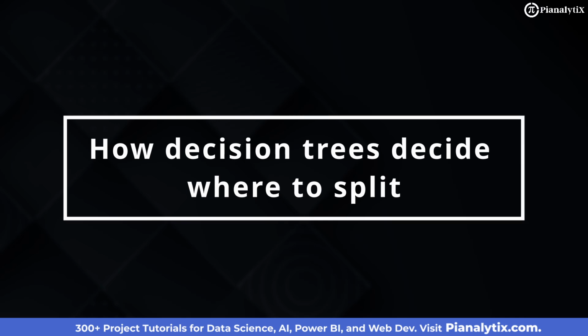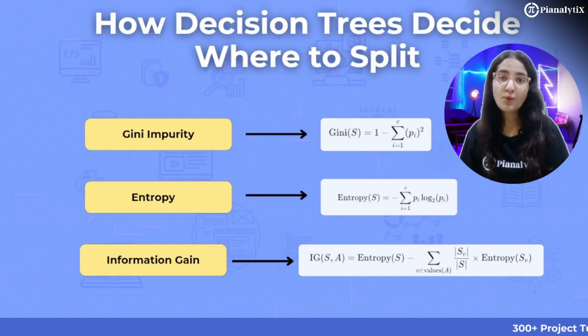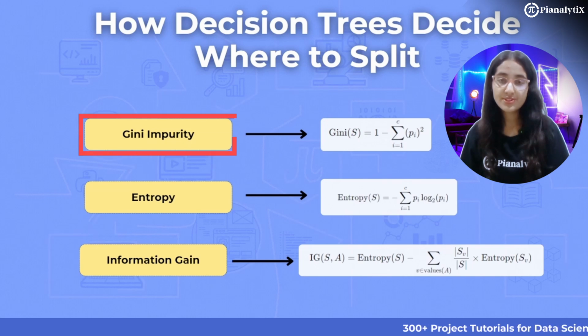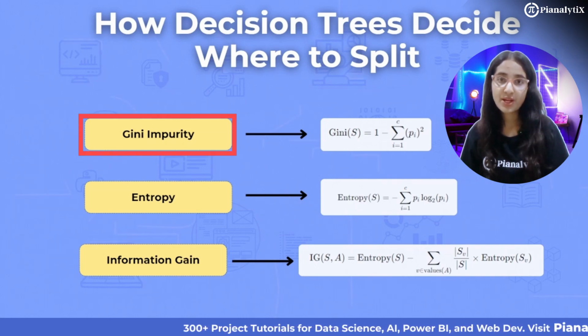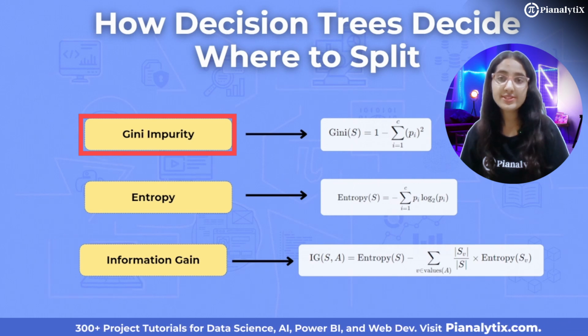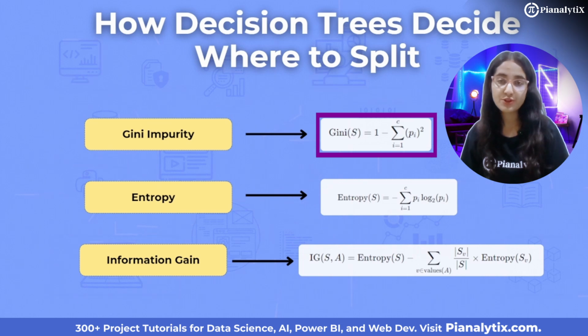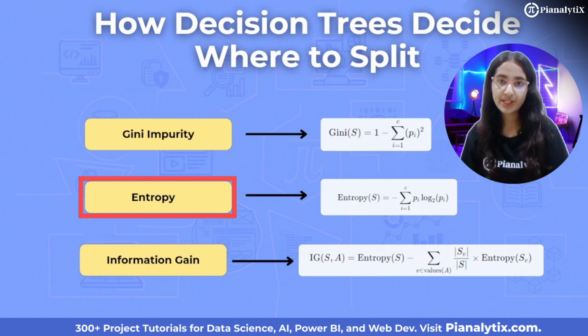The tree selects the best feature to split the data based on certain criteria. Two commonly used criteria are: first, Gini impurity. It measures how pure a node is. A node is pure if all its elements belong to a single class. The Gini impurity formula is 1 minus summation of probability of all the classes squared. Second, entropy and information gain.